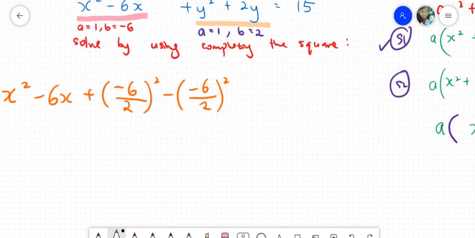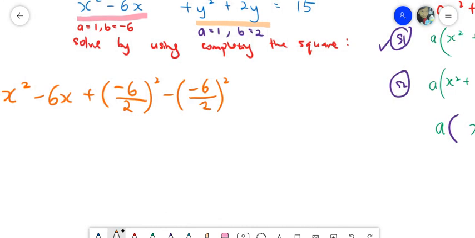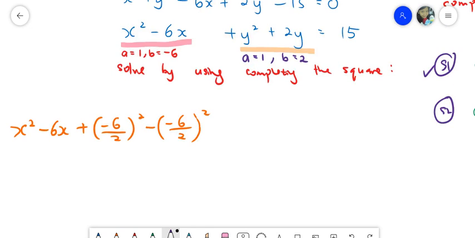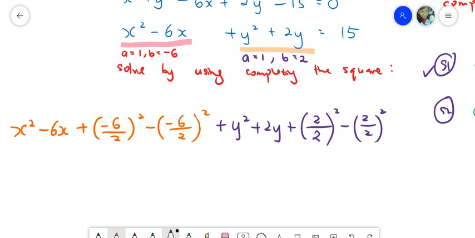Okay, so after that, go ahead with your y. Your y is what? Y squared add up with 2y. Okay, so continue with y. Copy back first. Then what is your b? It's 2. Your a is 1. So 2 times 1 is 2, right? Okay, then minus with 2 over 2 squared. Then don't forget to copy back.